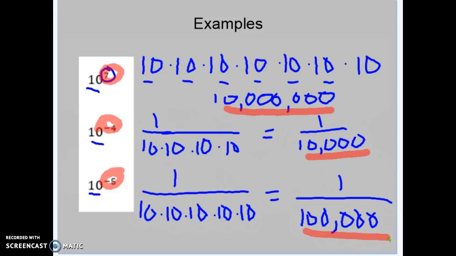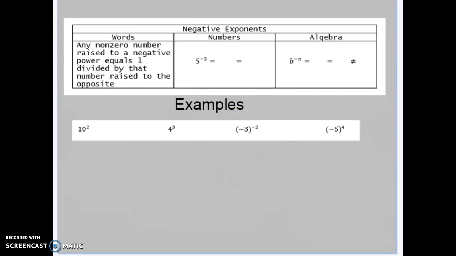Now, one thing that you noticed we were working with here is we had exponents that were negative. So one thing that you need to know is there's a rule with negative exponents. Any non-zero number raised to a negative power, meaning you can't have a base of 0. So like you couldn't do 0 to the third power. That doesn't work. But any non-zero number raised to a negative power equals 1 divided by that number raised to the opposite.